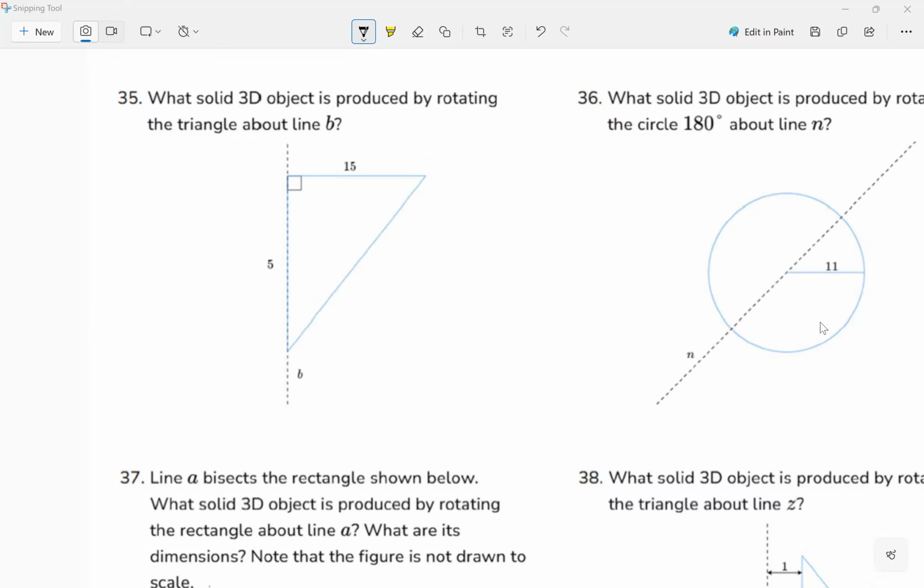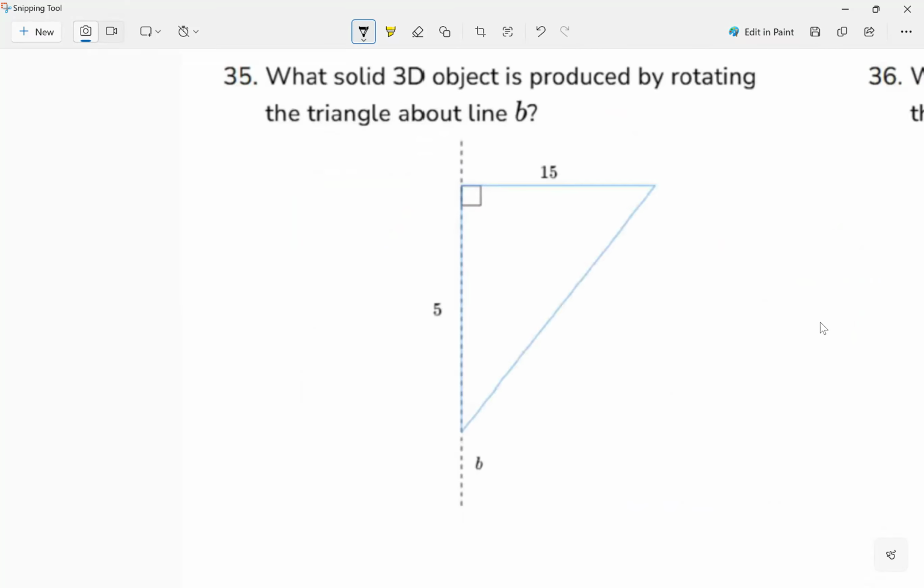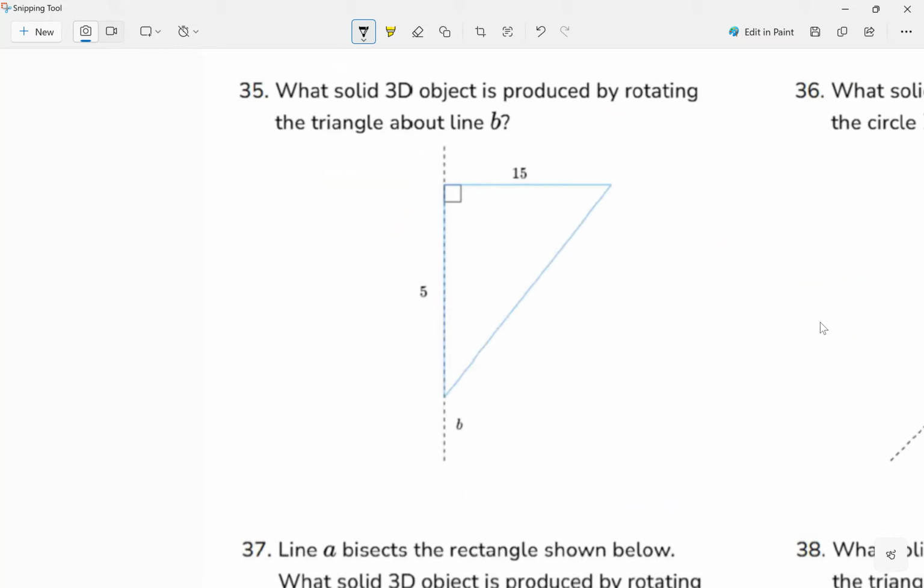So let's take a look at 35 through 38. What solid in 3D, so imagine this is a 3D object, is produced by rotating the triangle about line B? Line B, which happens to be this whole line, is where I'm going to be rotating everything.